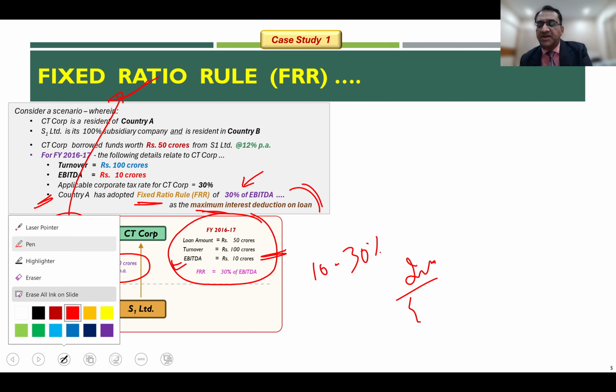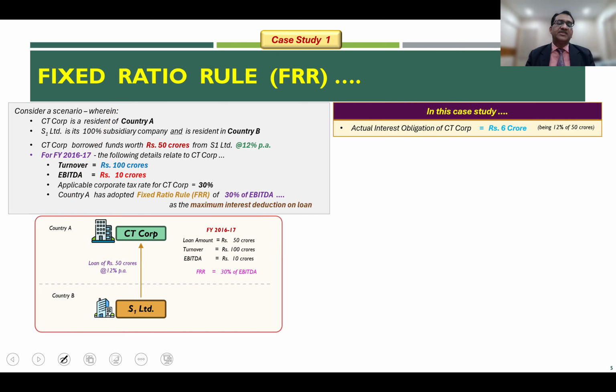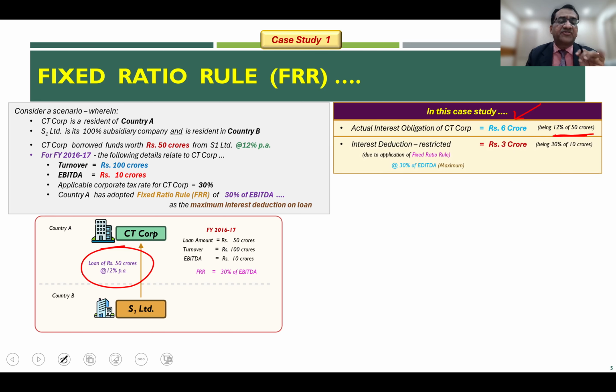Let us see the calculation on the right hand side. In this case, what is the actual interest obligation? Contractually, you have agreed to pay 12% of 50 crores, so your obligation of interest, which is payable to S1, your subsidiary company, is 6 crore. Then the interest deduction will be restricted. Restricted to what? 30% of EBITDA of 10 crore. So 30% of 10 crore is 3 crore.